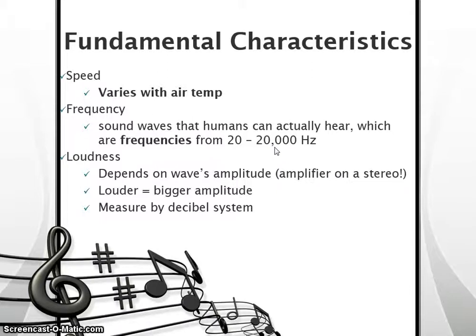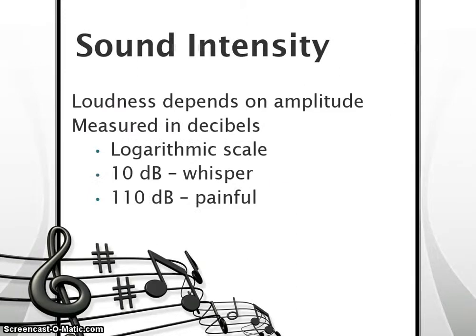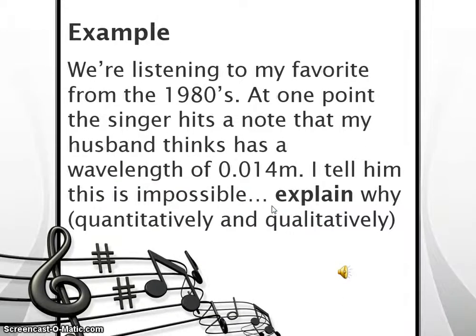The loudness is the wave's amplitude, just like think in terms of the amplifier on the stereo. So louder means higher amplitude. And we use something called the decibel system to measure this. Again, make sure you're pausing if you need to write down anything that's going too fast. All right, so again, loudness depends on amplitude. If you want an example, something like 10 decibels would be a whisper, but 110 decibels is what's actually painful to your ear. And again, kind of depends on your own personal anatomy, right?